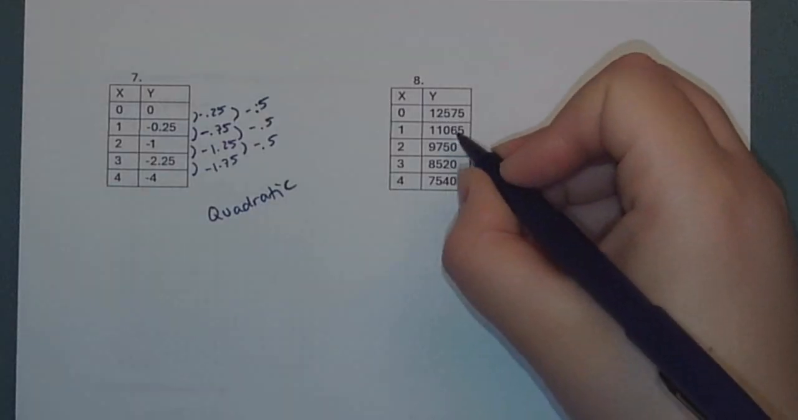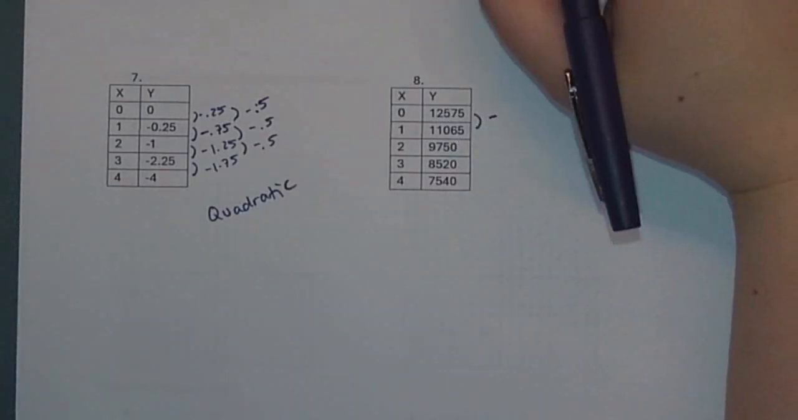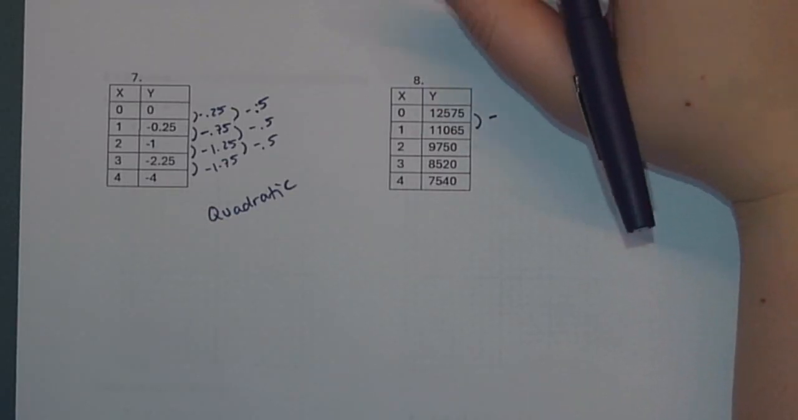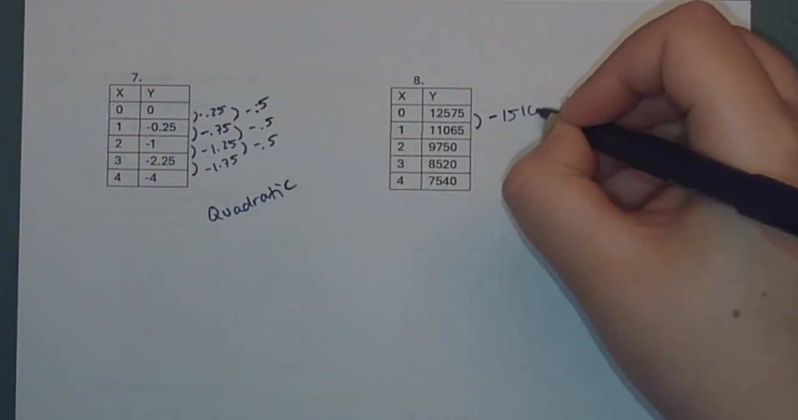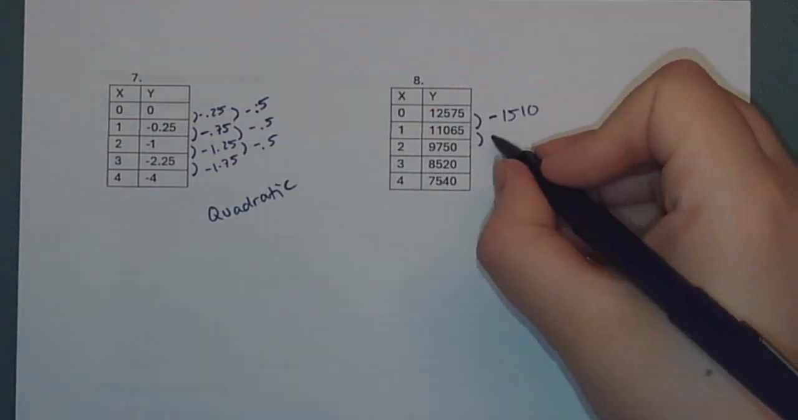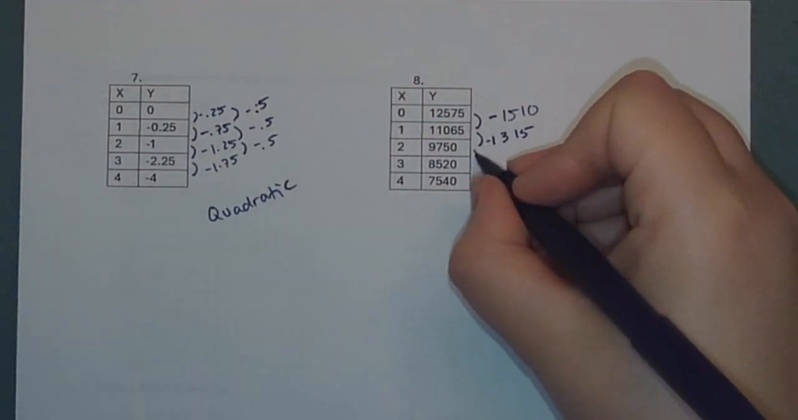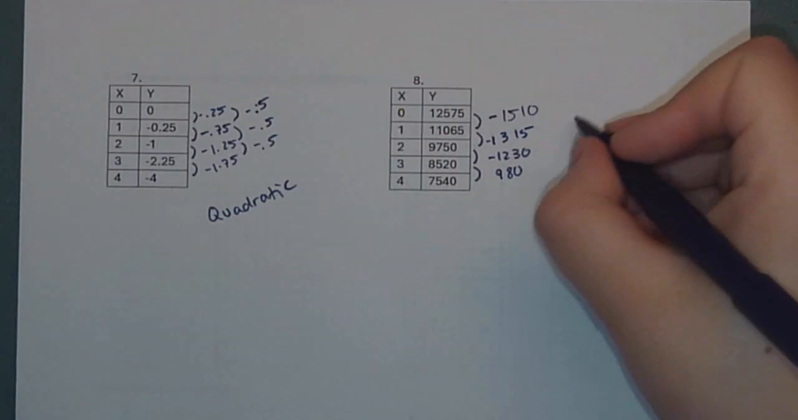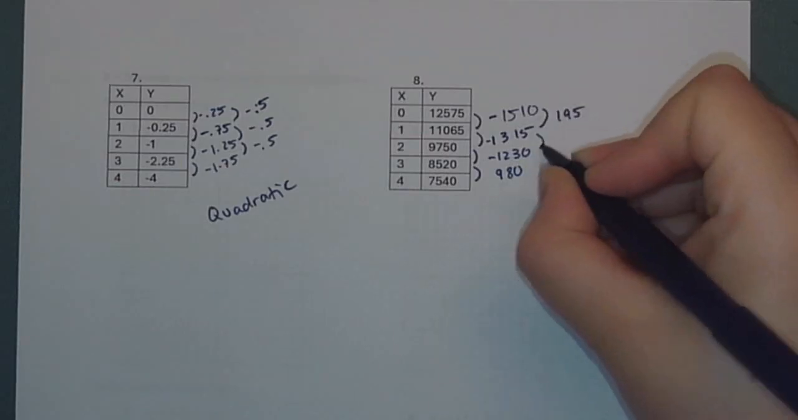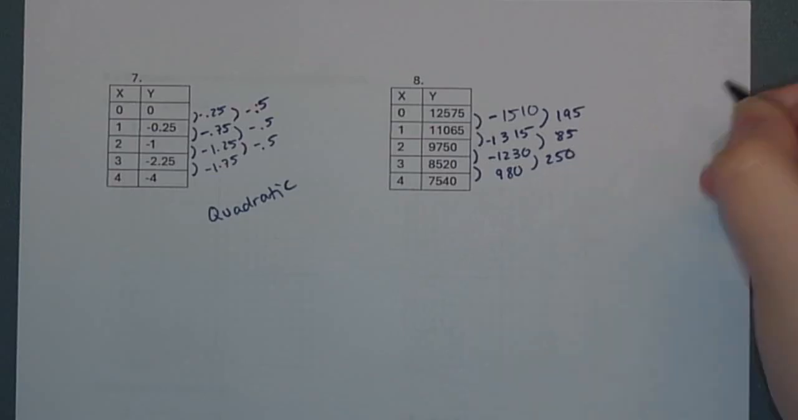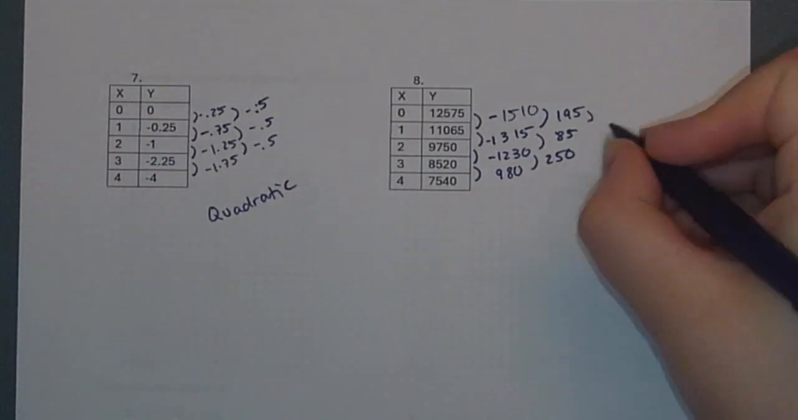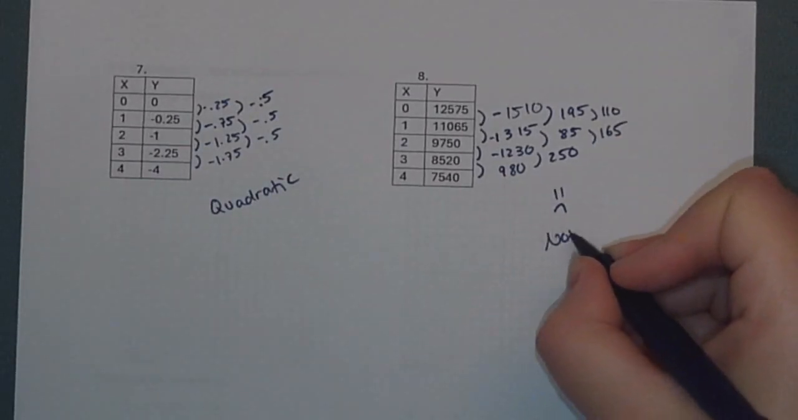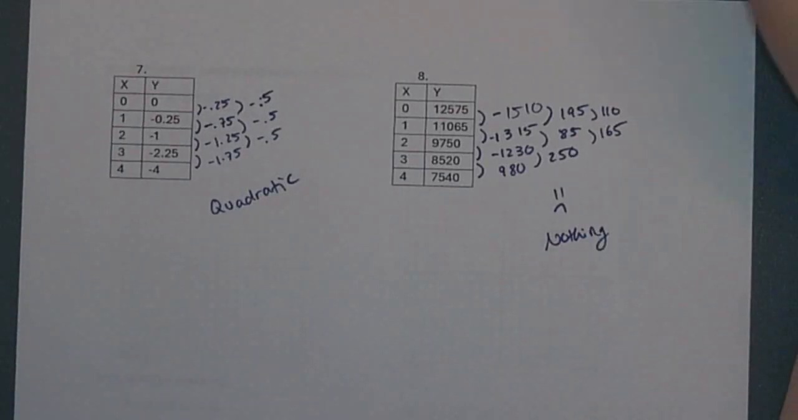Alright, over here, between the first two, we are subtracting 1,510. Between the second two, 1,315. Between the next two, 1,230, and between the last two, 980. If we find differences again, we have 195, 85, and 250, which they're still not the same, so let's see what happens if we do it again. We have 110 and 165. They're still not the same, so this one is a sad thing because it's actually nothing. And that is it for the video.